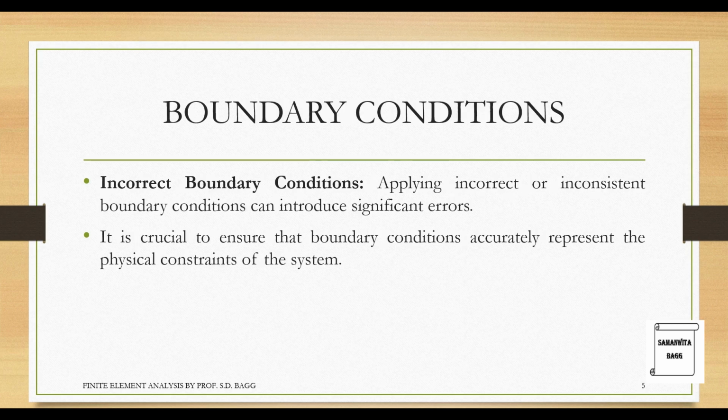Next is boundary conditions. Incorrect boundary conditions can lead to sources of error. Applying incorrect or inconsistent boundary conditions can introduce significant errors. It is crucial to ensure that boundary conditions accurately represent the physical constraints of the system.